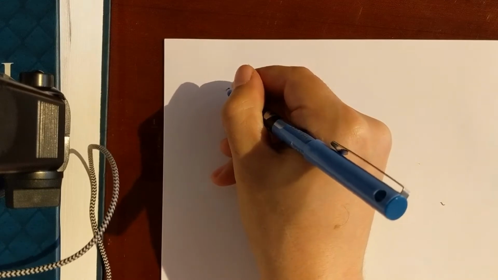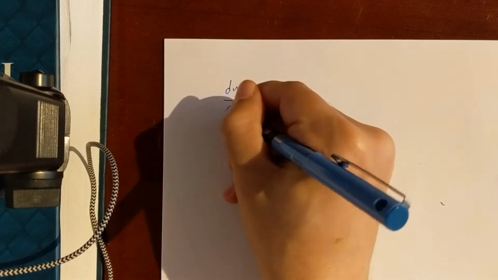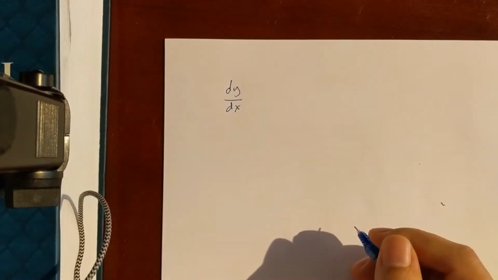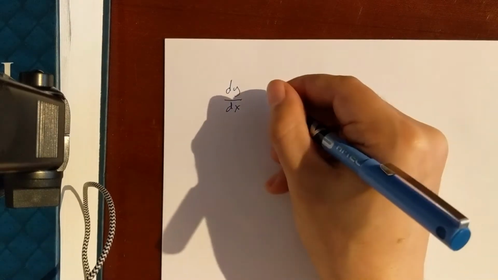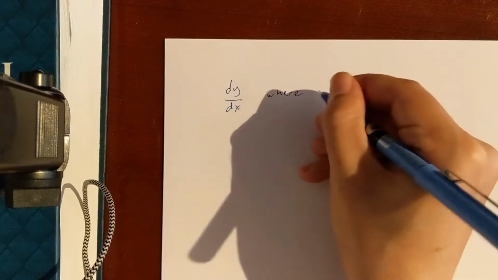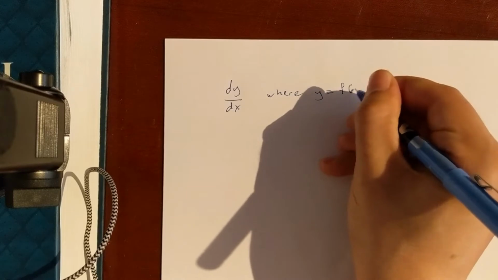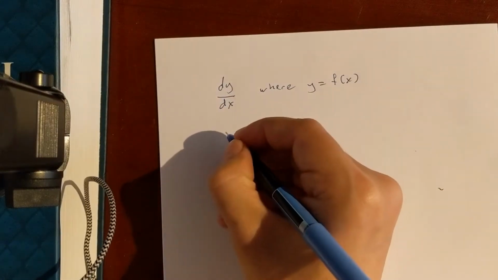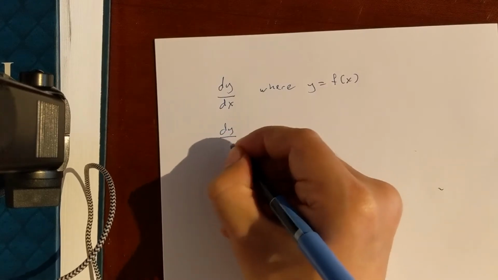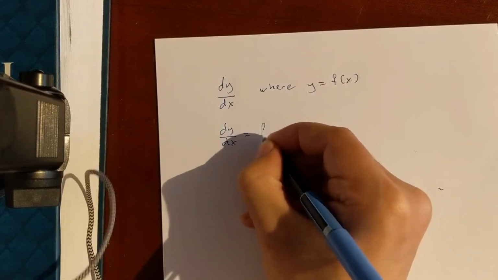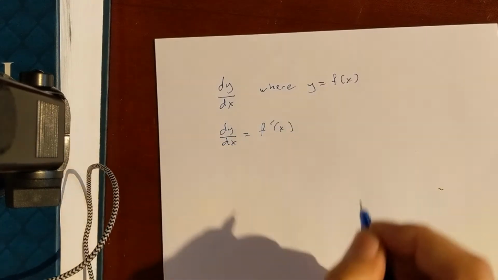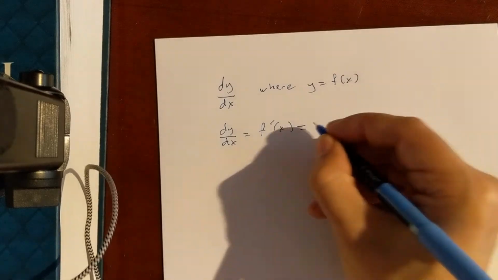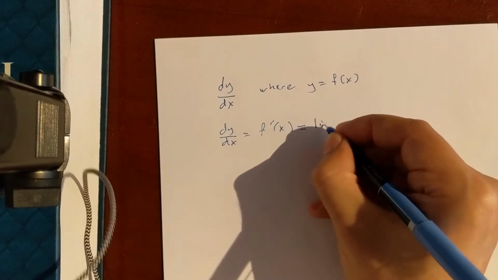When we had the dy dx formula, where y is equal to f of x, some function, then we define dy dx, or in other words f prime of x. It was very simple when you had a two-dimensional curve.